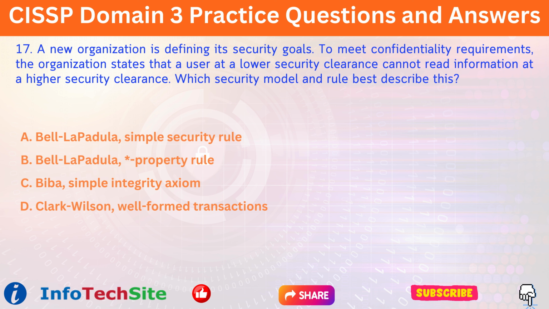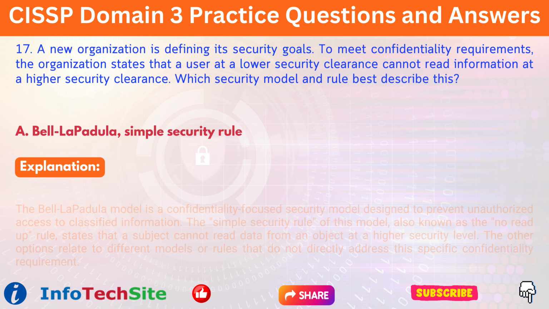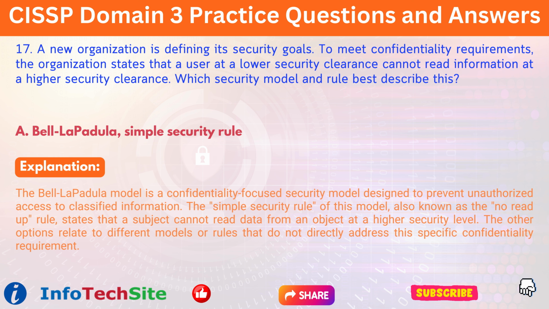17. A new organization is defining its security goals. To meet confidentiality requirements, the organization states that a user at a lower security clearance cannot read information at a higher security clearance. Which security model and rule best describe this? A. Bell-LaPadula, Simple Security Rule. B. Bell-LaPadula, Asterisk Property Rule. C. Biba, Simple Integrity Axiom. D. Clark-Wilson, Well-Formed Transactions. The correct answer is A.